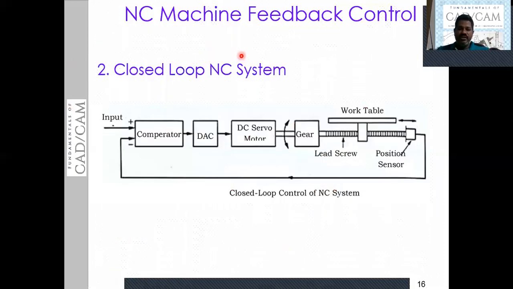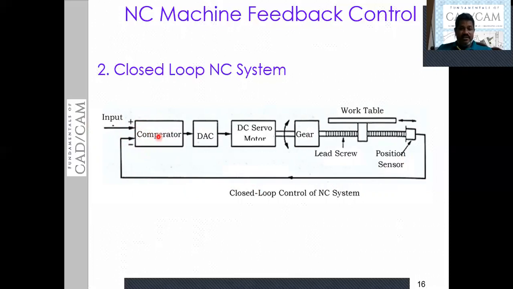Let me move on further. Let us see all the explanation of the closed loop control of the NC system with a figure. Now you can see you have a comparator here. The function of the comparator is to convert the programmable input into electrical pulses. Of course, this comparator is also going to compare the feedback signal. We will discuss the feedback signal in the coming slides. Then this is going to compare the feedback signal and the programmable input.